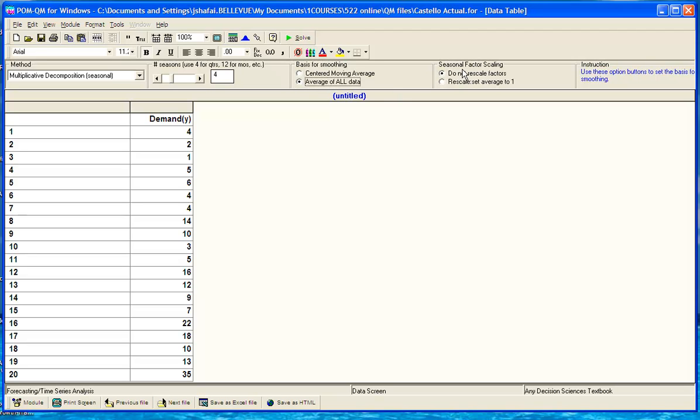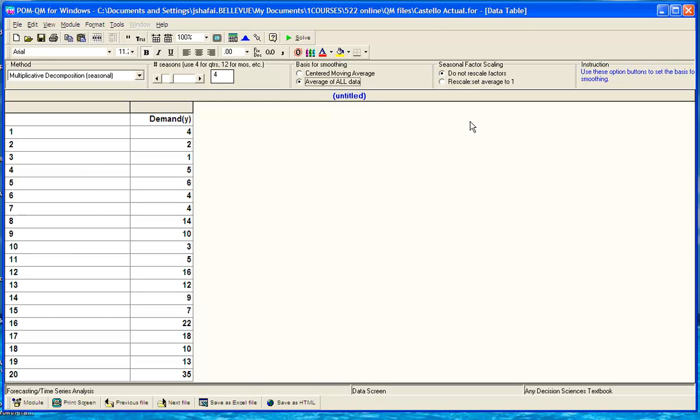And then over here, it's a seasonal factor scaling. I haven't talked about that. Generally, you want the seasonal indexes to average to 1. That means that when you add them all up and you divide by the number of indexes, you should get 1. So it averages to 1. In this case, they do.